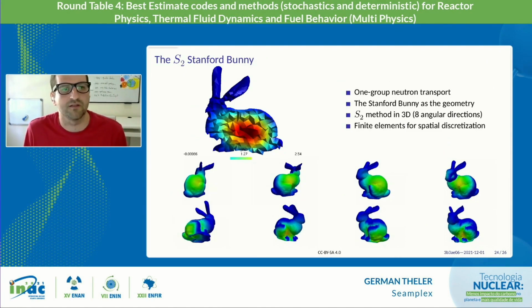Okay, well, what's the flux distribution inside the reactor with the shape of a bunny? Okay, this is like the S2 method, like neutron transport in 3D. And we can solve this because we can handle unstructured grids.